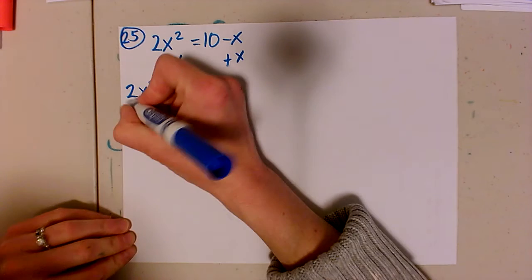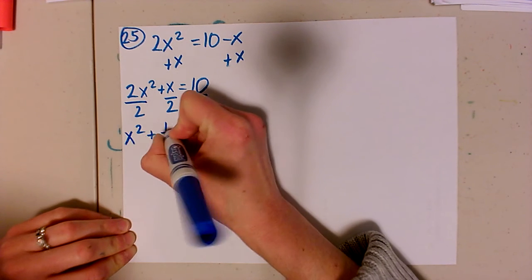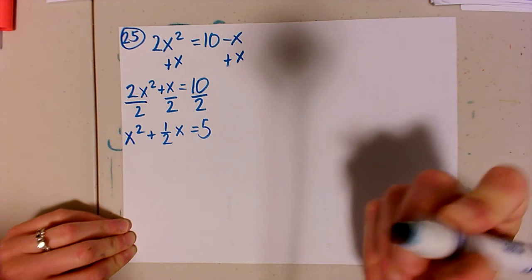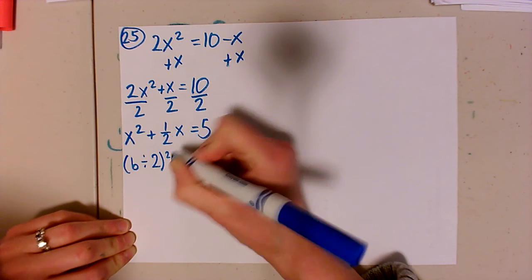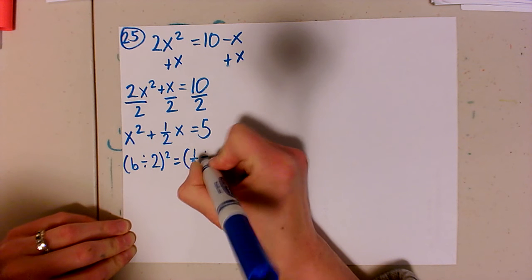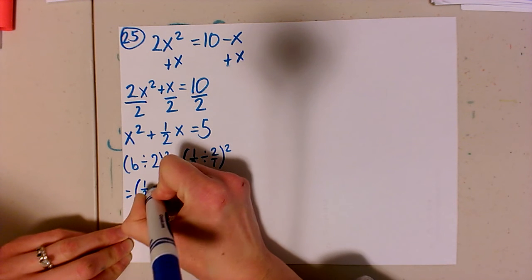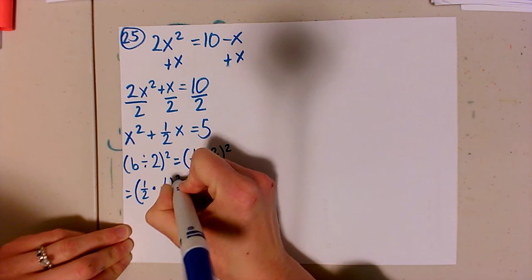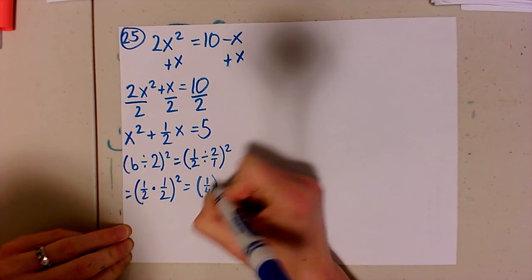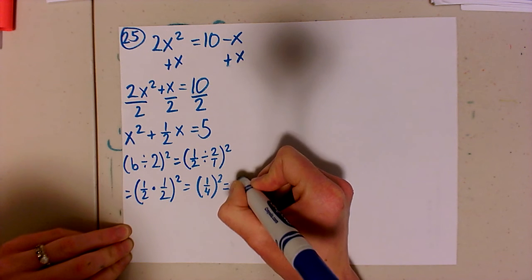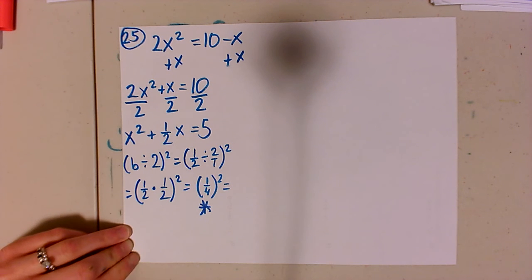Okay, so now we're going to divide by our a term of 2, and that's going to give me x squared plus 1/2 x equals 5. Now we're going to figure out our b divided by 2 squared, and our b term is 1/2, so I'm going to have 1/2 divided by 2 over 1, which is the same thing as 1/2 times 1/2. I just take that 2 over 1 and flip it. So that's going to give me 1/4, the whole thing squared. And wait a second, 1/4, put a star under that. We're going to use that in a few minutes when we factor.